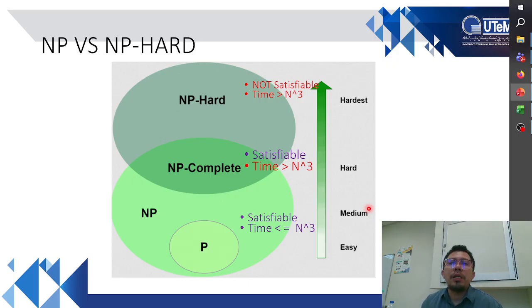NP hard is not satisfiable. The problem cannot be solved, and the time to solve that problem is greater than n power of 3. So this is the difference and similarity among these classes. Any question so far? If you have any question, just let me know.